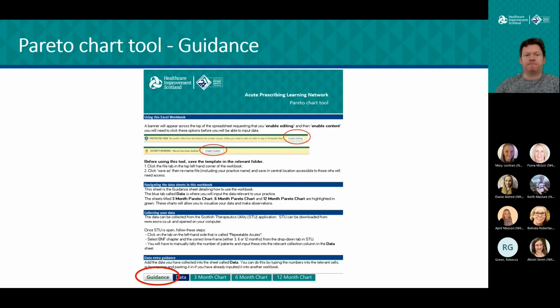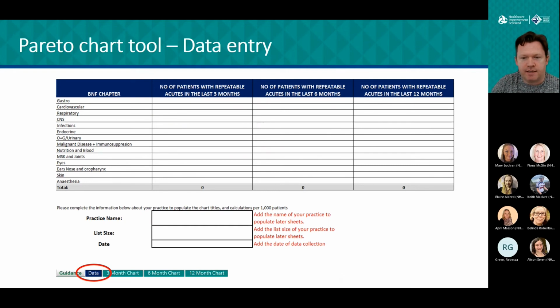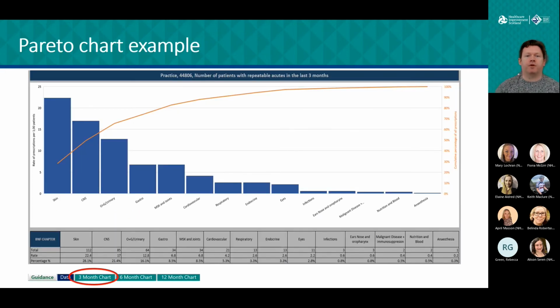On the next page is the actual data input page. So that's where you'd collect those numbers in Stew, pop them in, put in your name, list size, the date that this was done. And then if you go on to the next slide, the tool will produce for you a Pareto chart showing those BNF categories and what's causing the most workload within your practice. At the bottom, there's also a little summation of the data showing the BNF chapters and the total and the percentage that they're providing.